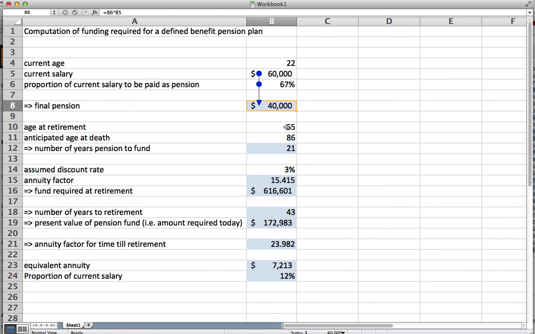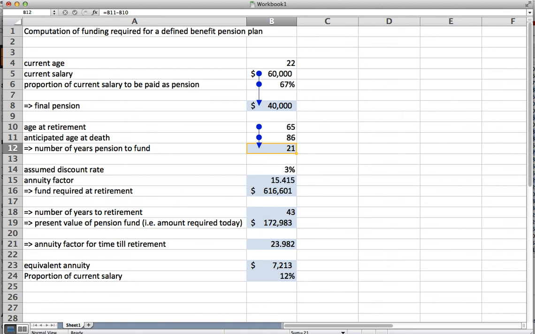And if we assume that this person is going to retire at age 65, we can then use actuarial tables to get their anticipated age of death, which is going to be based on life expectancy, so this 21 is equal to the 86 minus the 65. We can change the assumptions if we have different people, if we want to make it male, female, and obviously different ages of retirement and so on. So 21 years. So we want to create a pension fund that will enable a pension of $40,000 a year to be paid for 21 years.